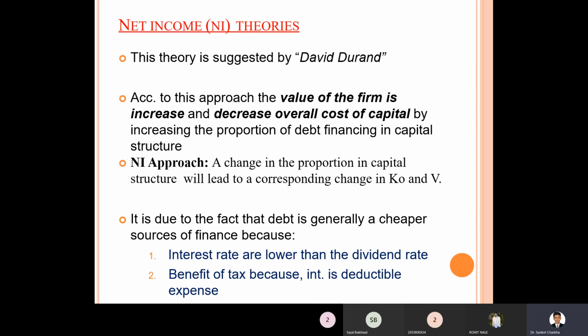Next, the second aspect of David Durand's net income theory is the benefit of tax, because interest is a deductible expense. When you are considering the cost of capital, the benefit of tax is available because it is a deductible expense. Whenever a particular tax amount is deducted from your EBIT, the overall cost of capital decreases. So what we need to understand is that if the tax amount increases, your deductible expenses also increase and your net income increases simultaneously.